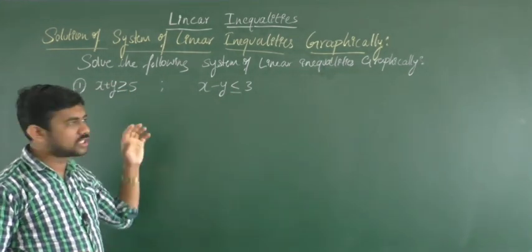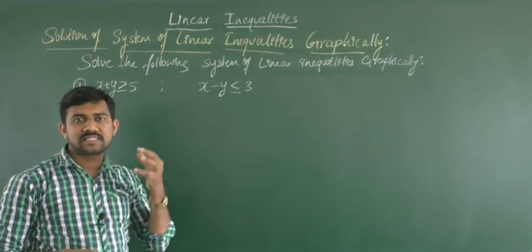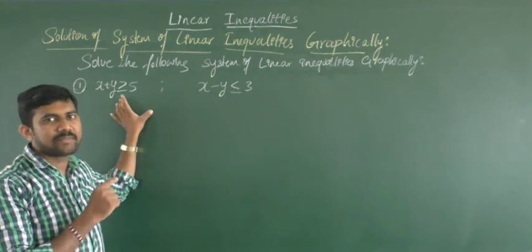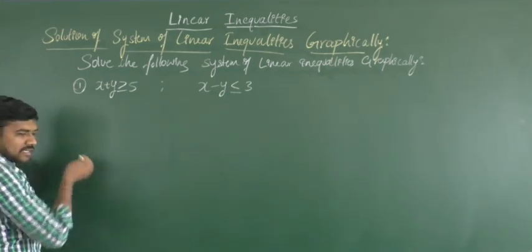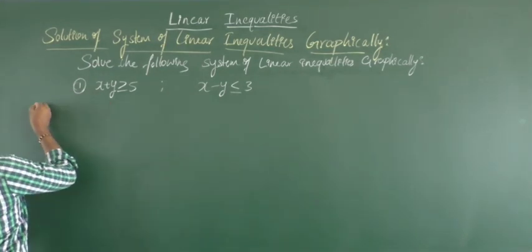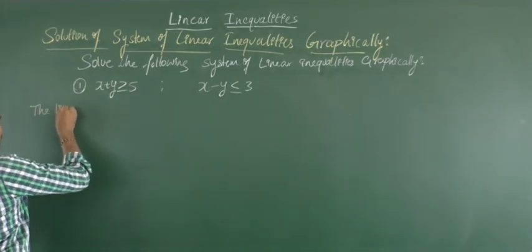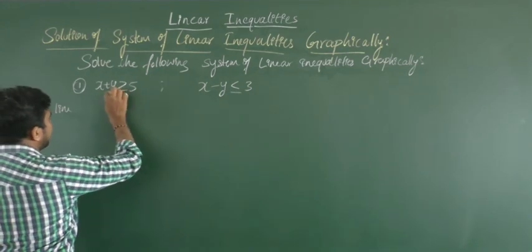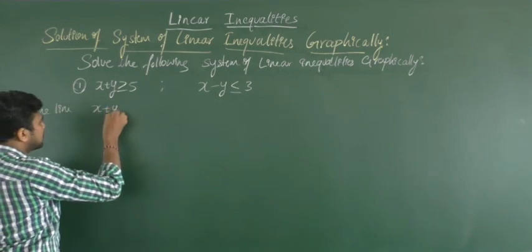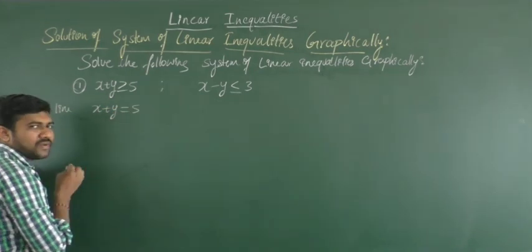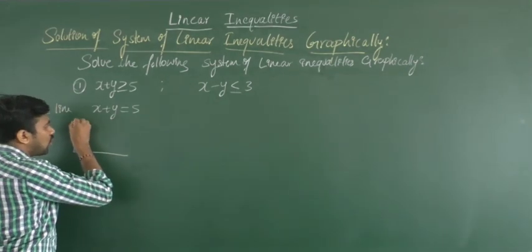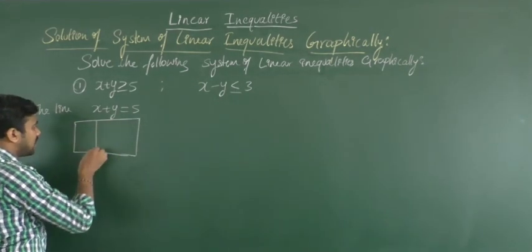Now first you have to write the line. Similar to your previous question in the previous class, the same method you have to use here. First, the line that you have, you have to write. First I'll take this one, x plus y greater than or equal to 5. The line we will get is x plus y equal to 5.